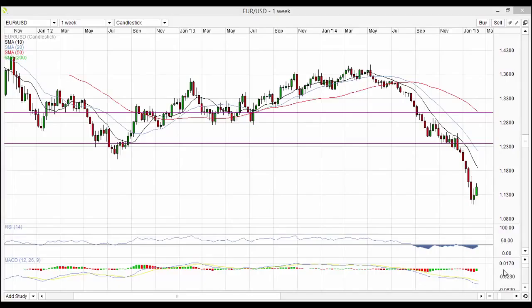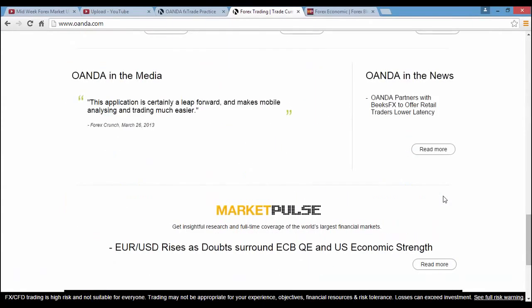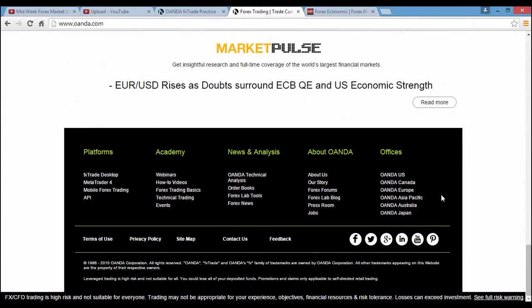Traders pay a lot of attention to events and news that tend to move the market quite sharply. Such news are the non-farm payrolls, which are going to be released this Friday. To find out when these news are due, let's go to the Oanda website, scroll all the way down to the bottom, and right here we've got a link to Forex News.